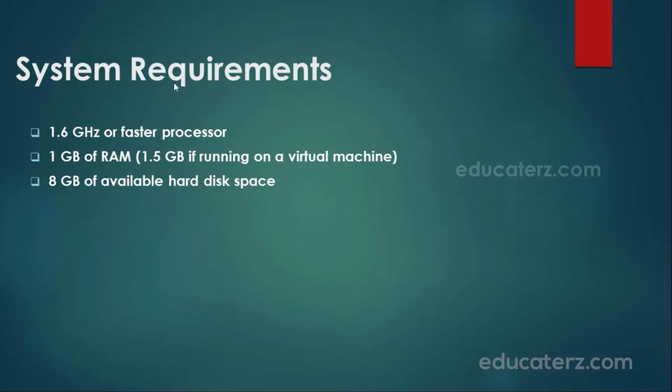And what are the system requirements? It requires a minimum of 1.6 GHz or faster processor, 1 GB of RAM, 1.5 GB if running on a virtual machine, and 8 GB of available hard disk space. So before working with Visual Studio, we need to download and install it on our machines.